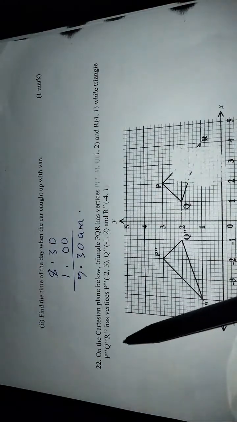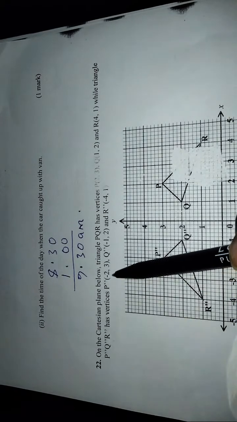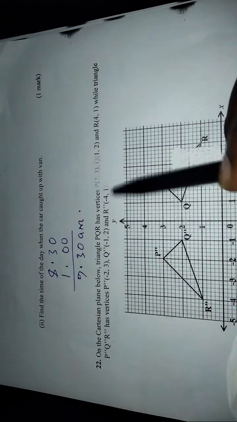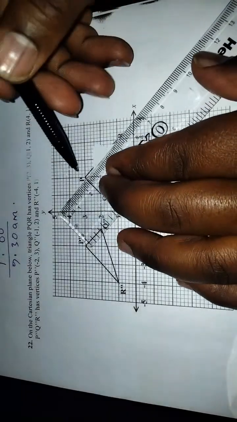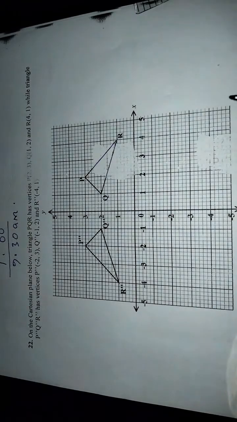On the Cartesian plane below, triangle PQR has vertices (2, 3), (1, 2), (4, 1), while triangle P''Q''R'' has vertices (-2, 3), (-1, 2), (-4, 1). Those are the vertices, and the triangles have been drawn. Let me indicate them well. This is a triangle. Yes, those are the triangles.